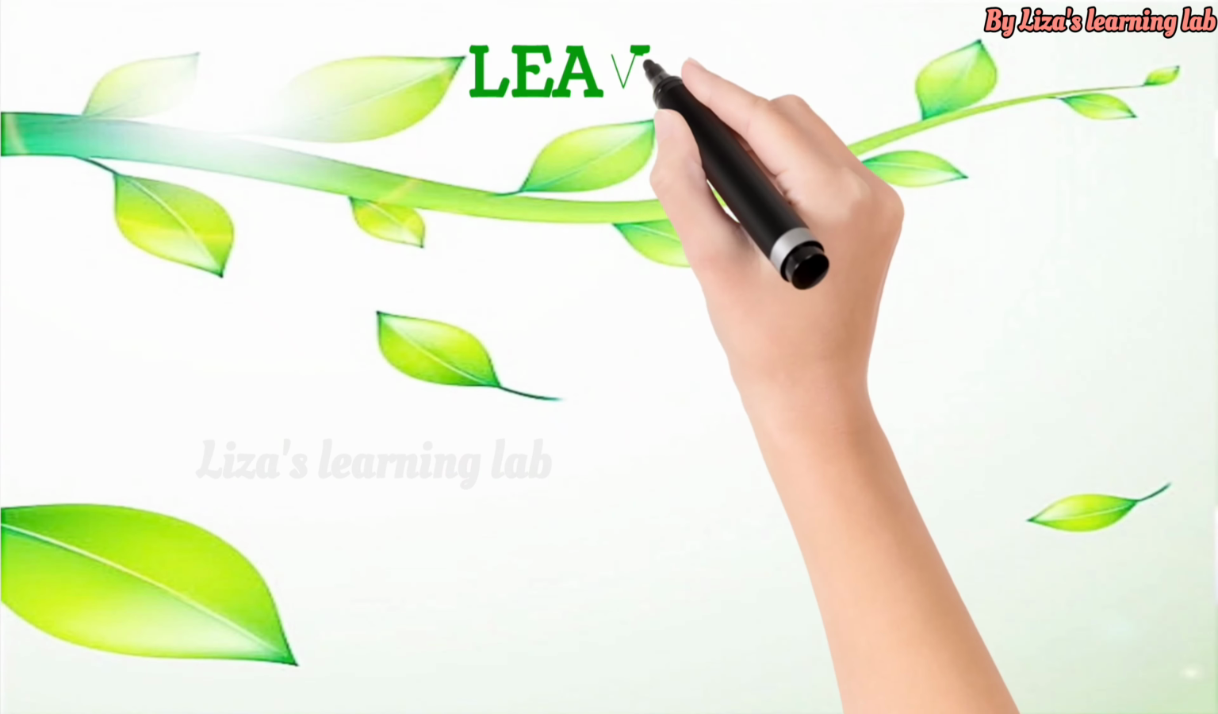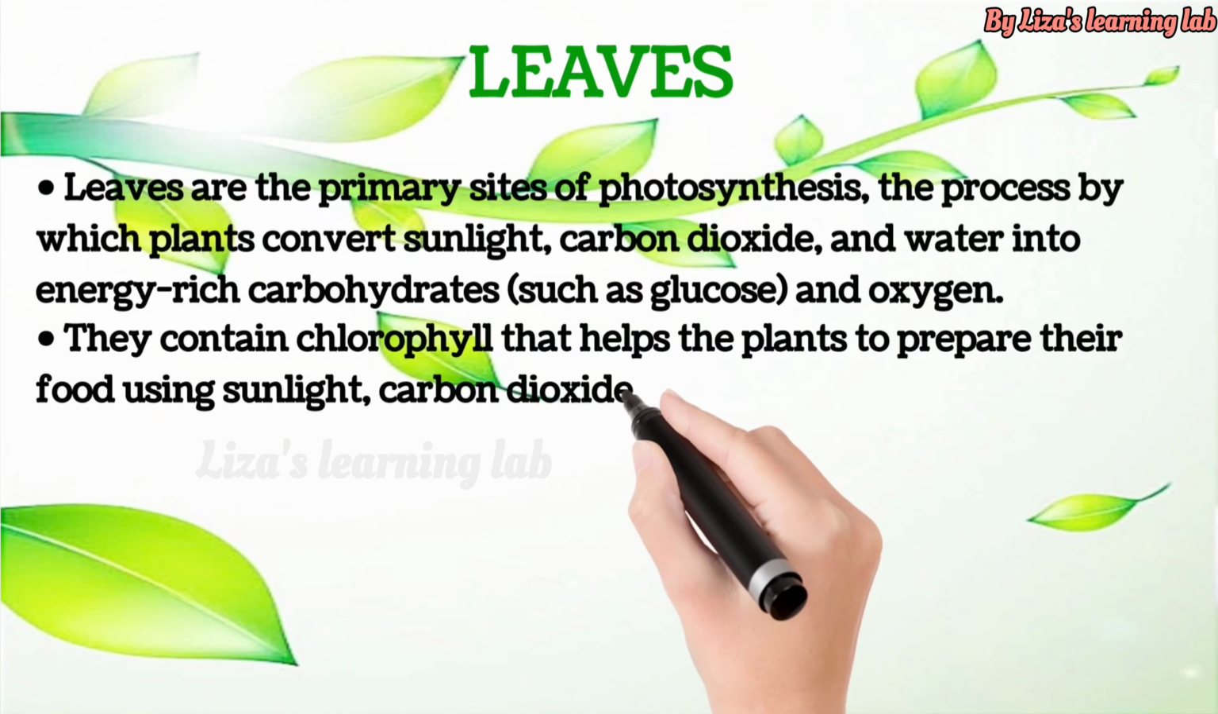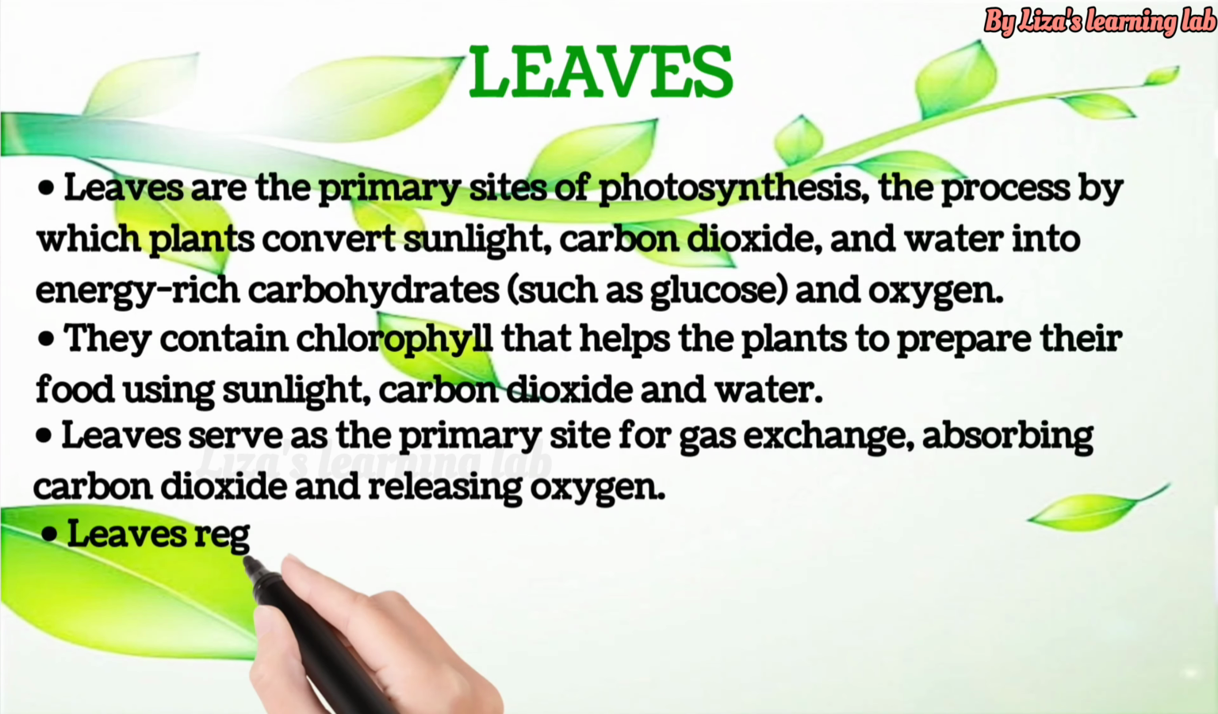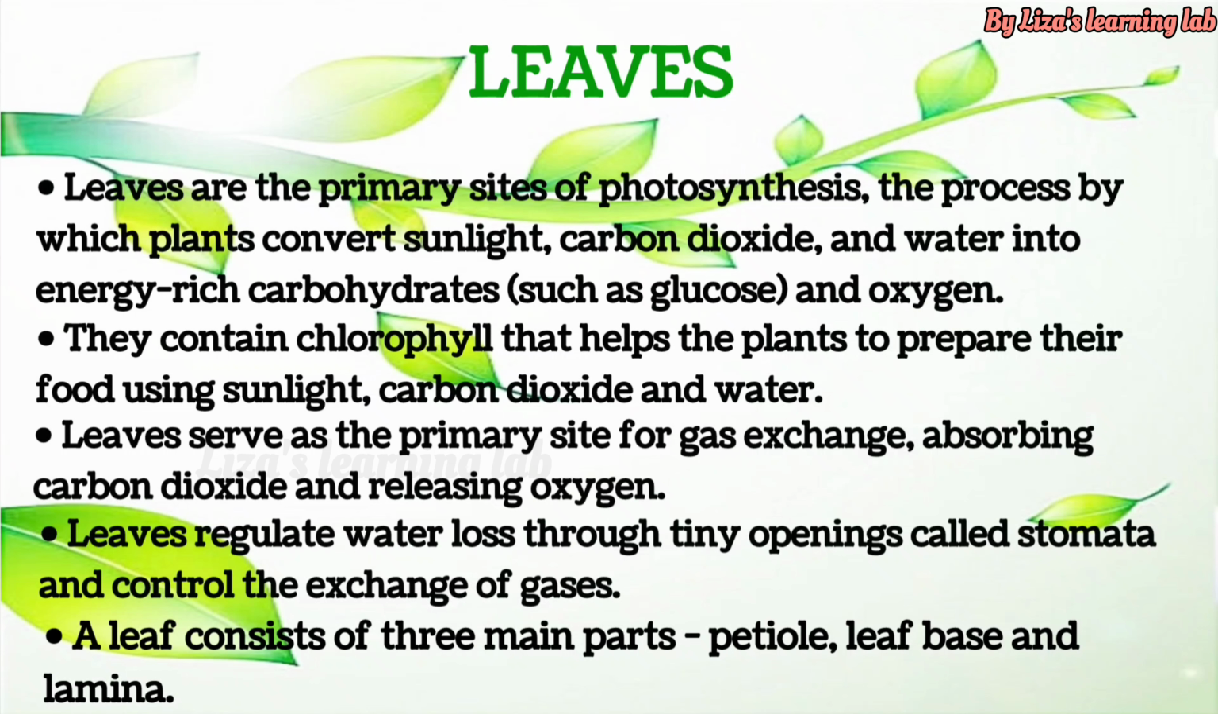Leaves. Leaves are the primary sites of photosynthesis, the process by which plants convert sunlight, carbon dioxide and water into energy-rich carbohydrates such as glucose and oxygen. They contain chlorophyll that helps the plants to prepare their food using sunlight, carbon dioxide and water. Leaves serve as the primary site for gas exchange, absorbing carbon dioxide and releasing oxygen. Leaves regulate water loss through tiny openings called stomata, and control the exchange of gases. A leaf consists of three main parts: petiole, leaf base and lamina.